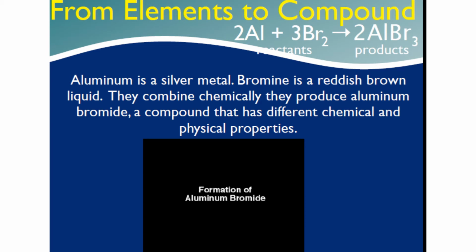Aluminum and bromine are the same thing. Notice bromine is diatomic, so that's Br2, meaning it's bonded to itself, because it's one of the 7 elements that are diatomic. The reactants are going to form a new compound, aluminum bromide, which has different physical properties. Aluminum is shiny silver, bromine is a reddish liquid, and when they mix, they make a different color.